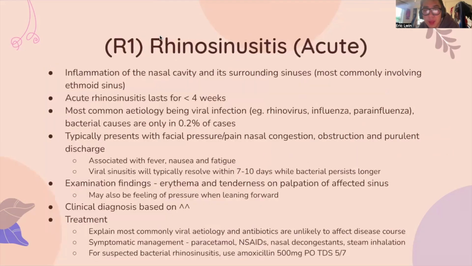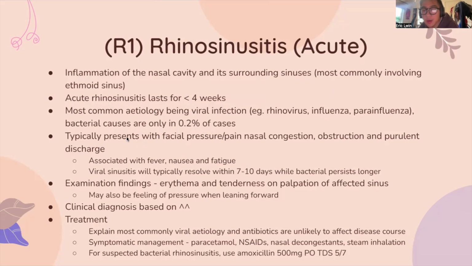So this might be something you'd find, but otherwise, I think people with allergic rhinitis would present otherwise unremarkable on examination. The next condition is rhinosinusitis, so acute rhinosinusitis, which is inflammation of the nasal cavity and its surrounding sinuses, most commonly involving the ethmoid sinus. Acute rhinosinusitis lasts for less than 4 weeks, and the most common cause is a viral infection. Bacterial infections are only present in 0.2% of cases.